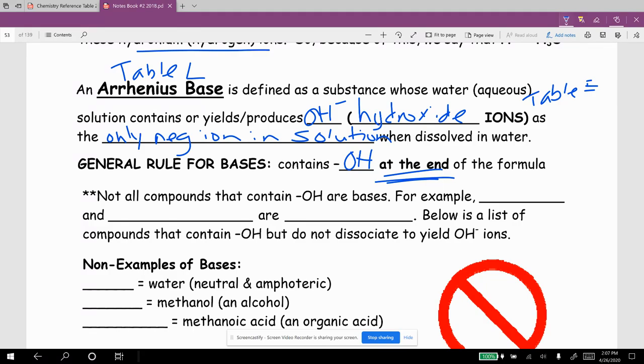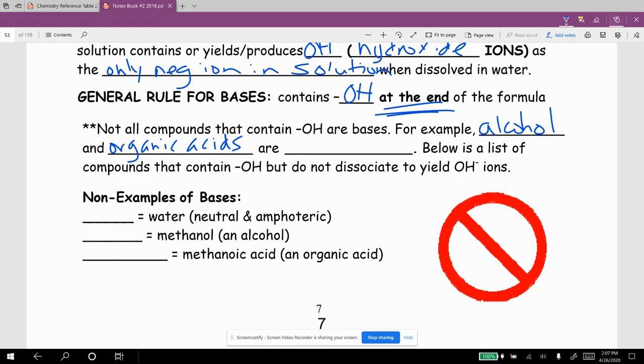But not all compounds that contain OH are bases. This is why we did organic before we did acid base. Because what had an OH in organic? Alcohols. So alcohols are not bases, and neither are organic acids. There's only organic acids. There's no such thing as an organic base. I know, isn't that weird? So carbon can only form acidic compounds. Alcohols are not bases, even though they have an OH.